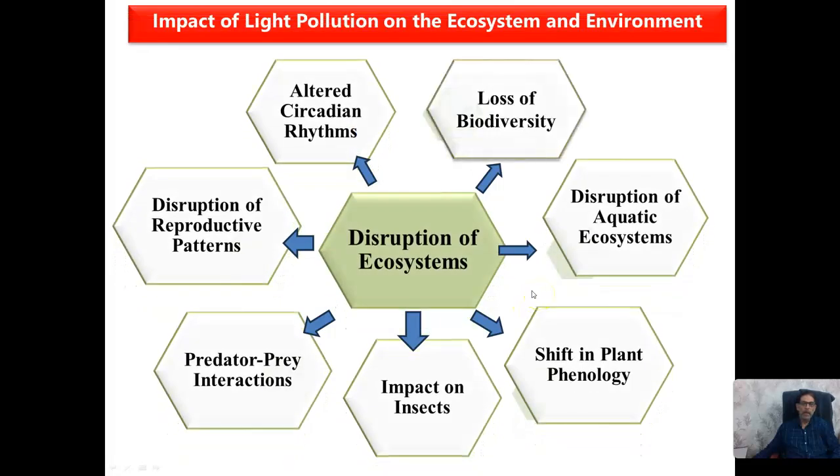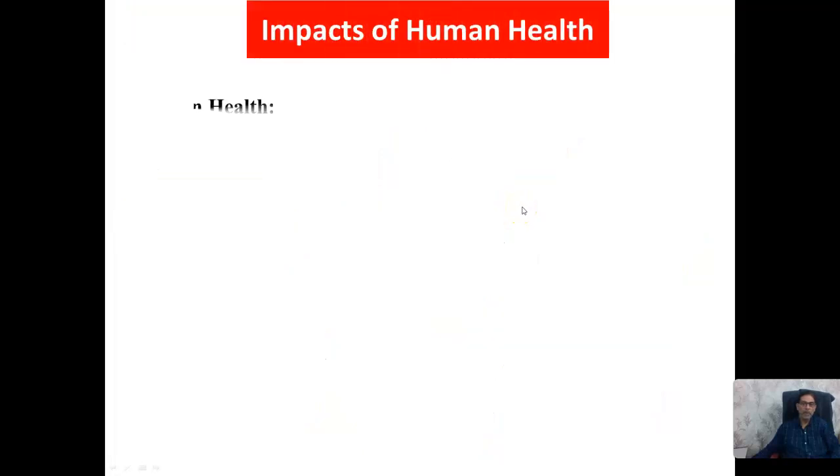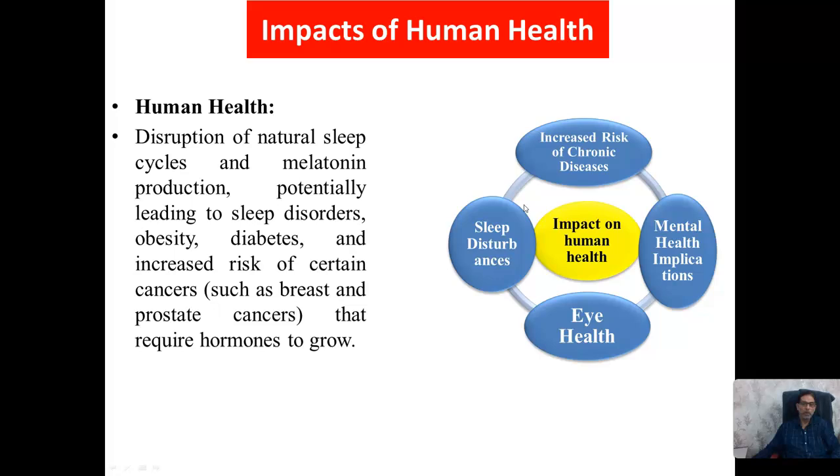You will find that altered circadian rhythms in the biological systems is one of the important effects of light pollution. Disruption of reproductive patterns and predator-prey interactions are also caused by light pollution. Then you will have a much greater impact of light pollution on insects. Then shift in plant phenology, disruption of aquatic ecosystems, and also loss of biodiversity have been reported because of light pollution. Then the impacts of light pollution on human health.